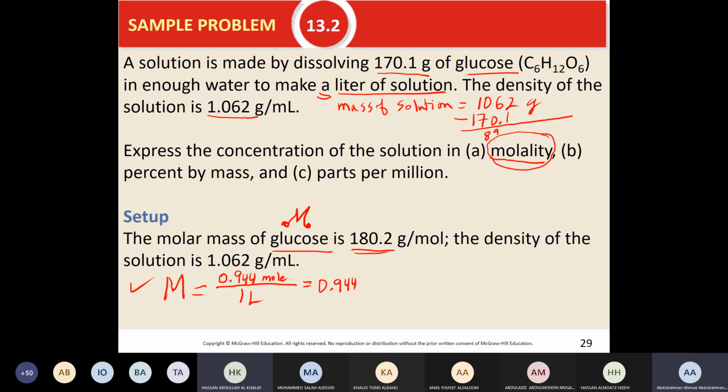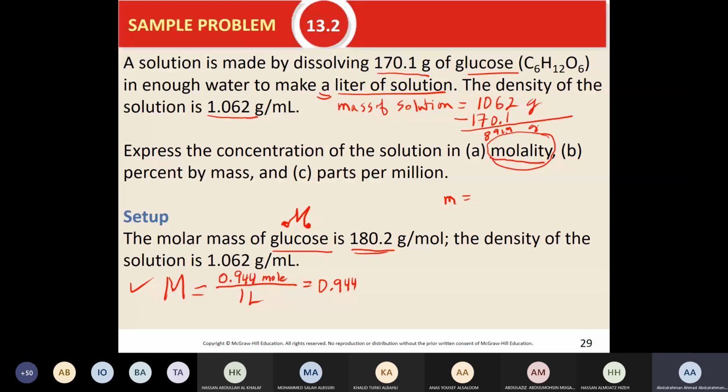$891.9. Exactly, this is in grams. Now calculate molality. What is it equal to? Doctor, shouldn't we convert it into kilograms? Sure.